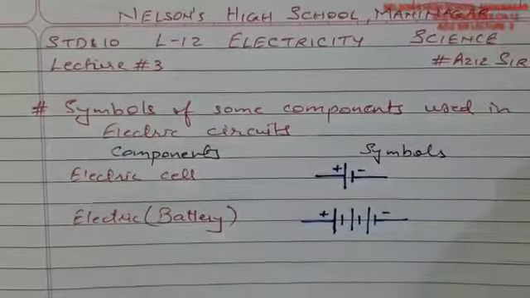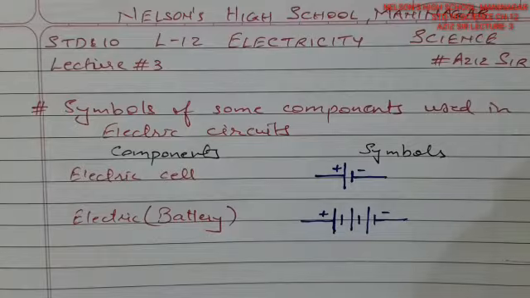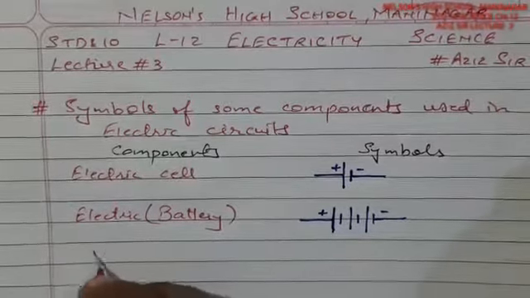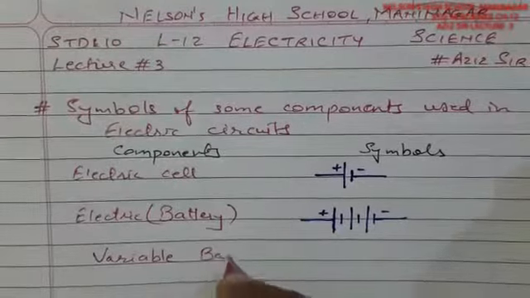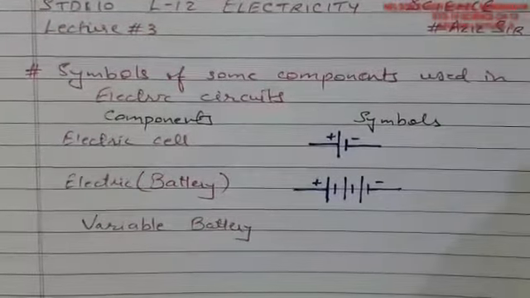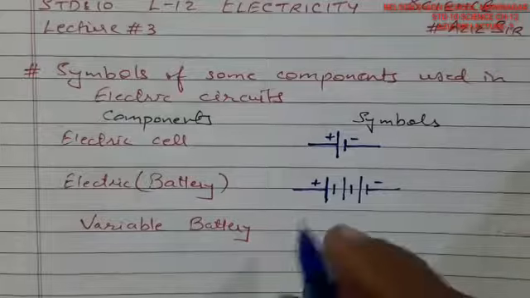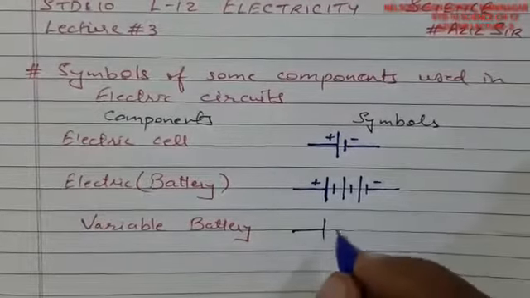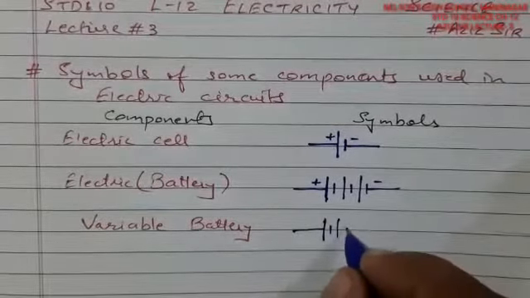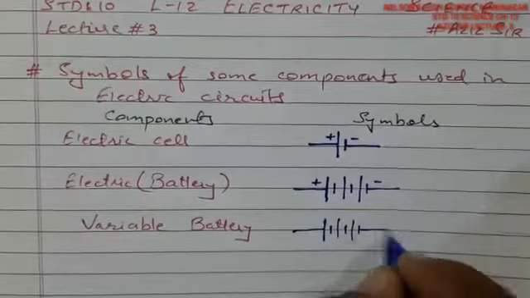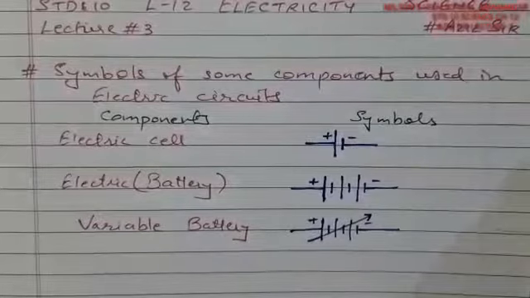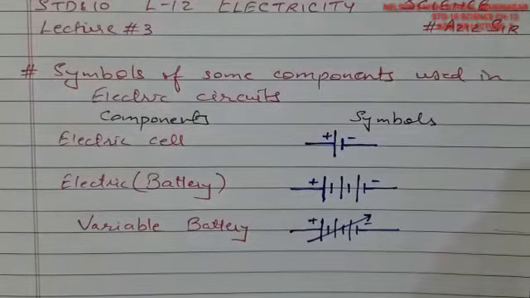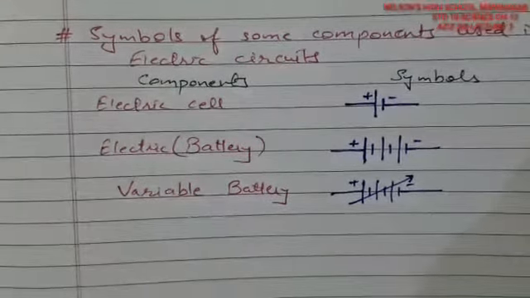Fine. Then it is a variable battery. Now variable battery is nothing but a battery which can be used for changing different volts. That means different volts can be adjusted, right? Any of the different volts can be adjusted. So a cross line is drawn and an arrow is drawn, that is called a variable battery.